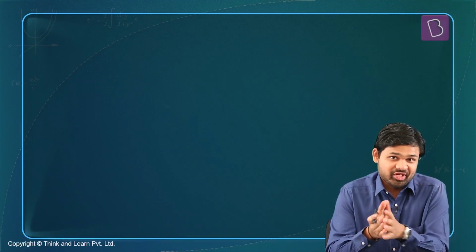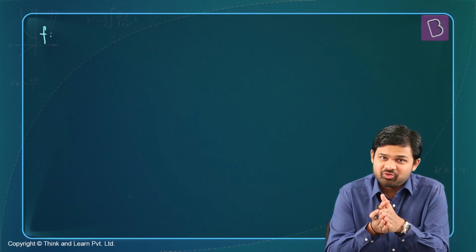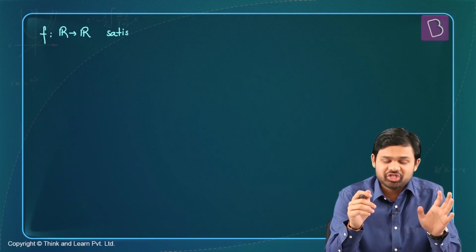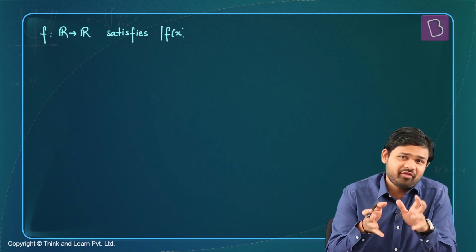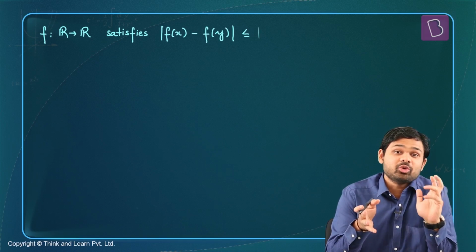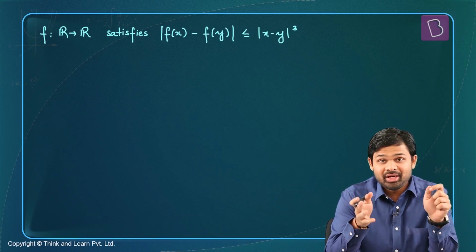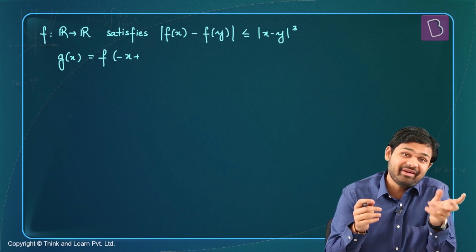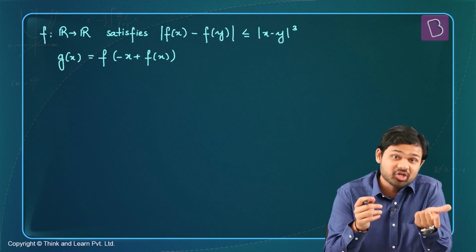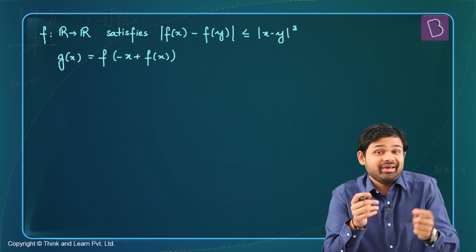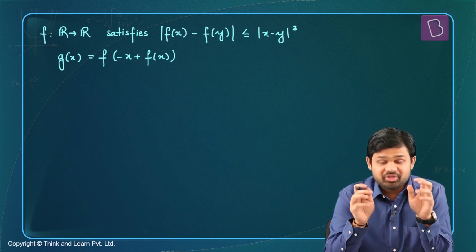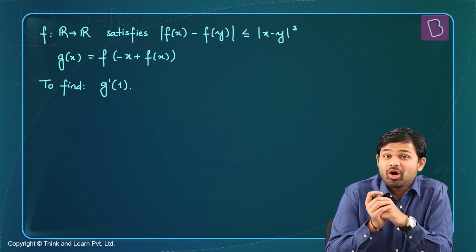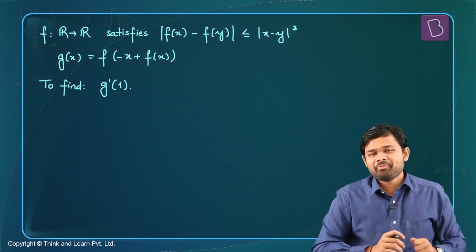Now this is a very interesting question. We've been given a function which is from real numbers to real numbers, and this function satisfies this condition, which is the mod of f of x minus f of y is less than or equal to x minus y the whole cube. A g of x has been defined as f of negative x plus f of x. Okay, so the argument of f and g of x is negative x plus f of x. The objective is to find out the derivative of g of x at x equal to 1, or we have to find out what is g dash of 1.